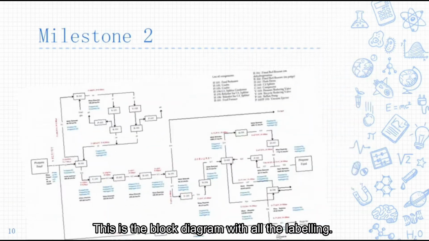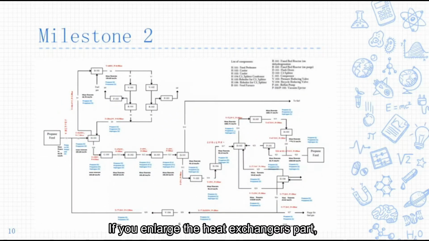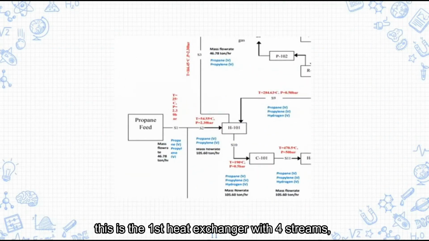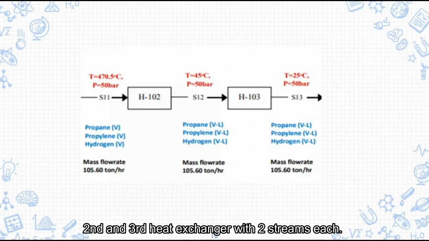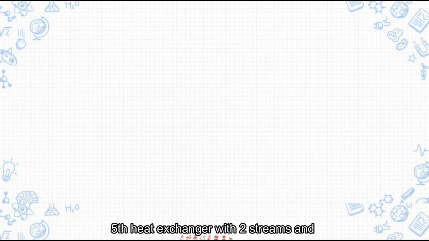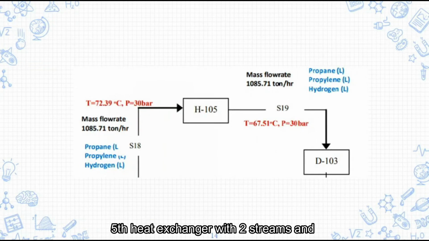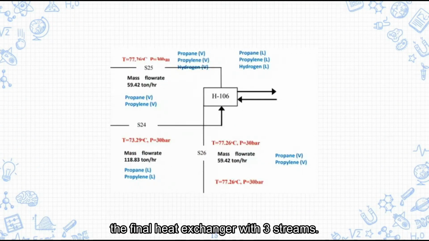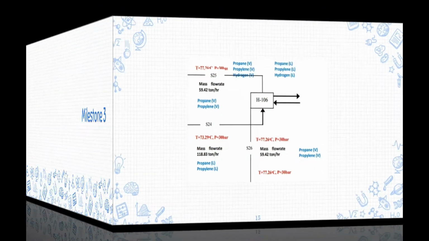In milestone 2, we are required to draw a block diagram based on the process flow diagram and label all the streams with temperature, pressure, flow rate, and all the component species. This is the block diagram with all the labelings. If we enlarge the heat exchangers part, this is the first heat exchanger with 4 streams, second and third heat exchangers with 2 streams each, fourth heat exchanger with 2 streams, fifth heat exchanger with 2 streams, and the final heat exchanger with 3 streams.